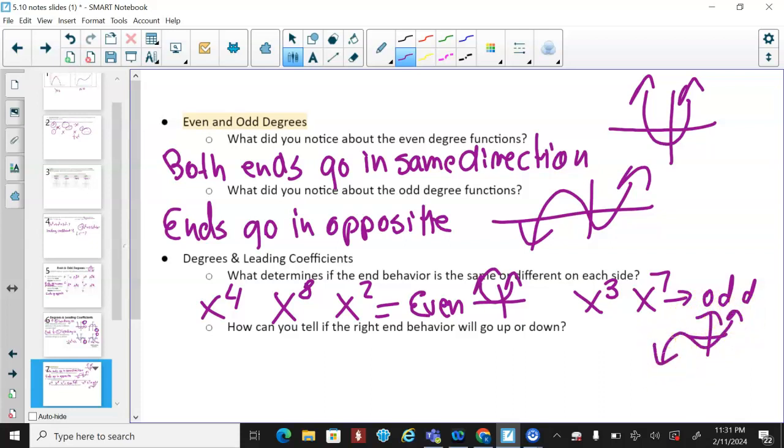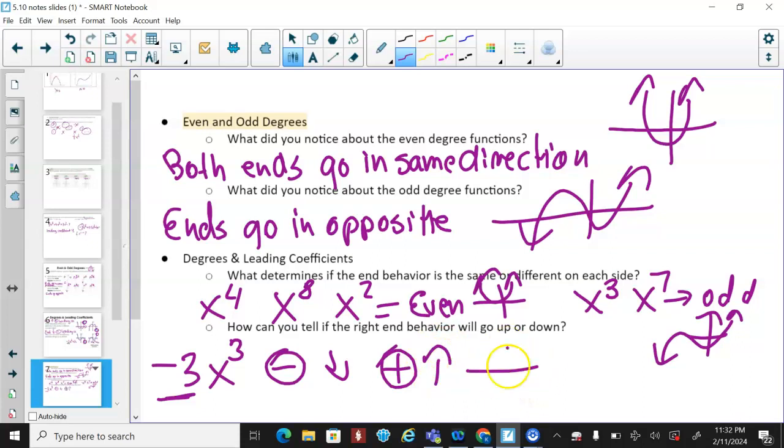And how can you tell if the right end behavior will go up or down? Again, for right end behavior, we talk about the end of the function. That would be your leading coefficient. So if your leading coefficient, the number that leads the equation, is negative, the end will go down. If the leading coefficient is positive, the end will go up. So for a positive, the function is going to go this way, and for a negative, the function will end up going that way. So this end right here tells me if the leading number is positive or negative.